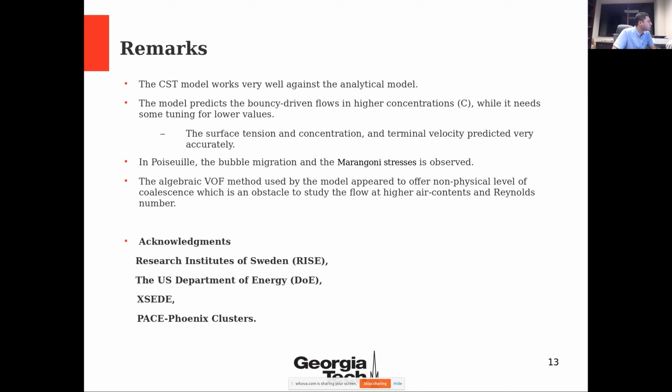In Poiseuille flow, the migration or lateral travel of bubbles is observed, and of course Marangoni stress is observed too. And for the algebraic model, in any case, it offers unphysical coalescence.